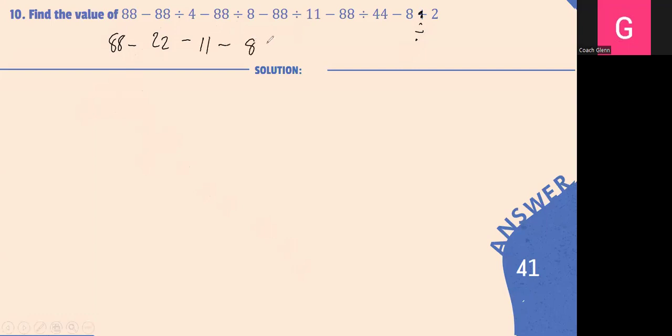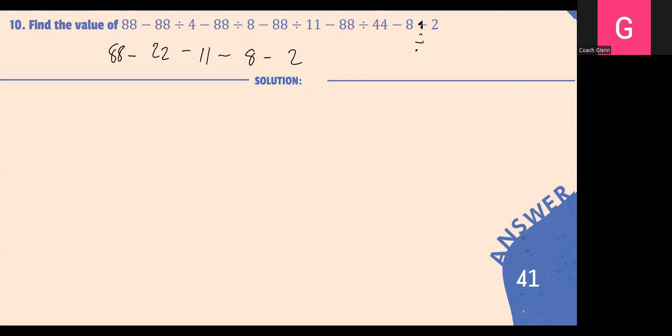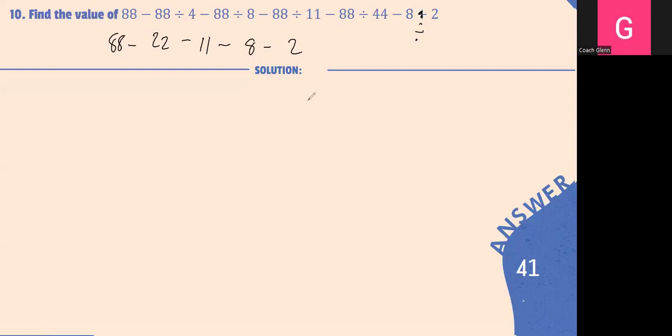88 divided by 11, that's 8. Wait. What was it? Was it 88 divided by 2 or 8 divided by 2? Wait, let me double check. Yeah, it's 8 divided by 2. Okay, wait, let's resume. So that's 8 divided by 2. So that's equal to minus 4.